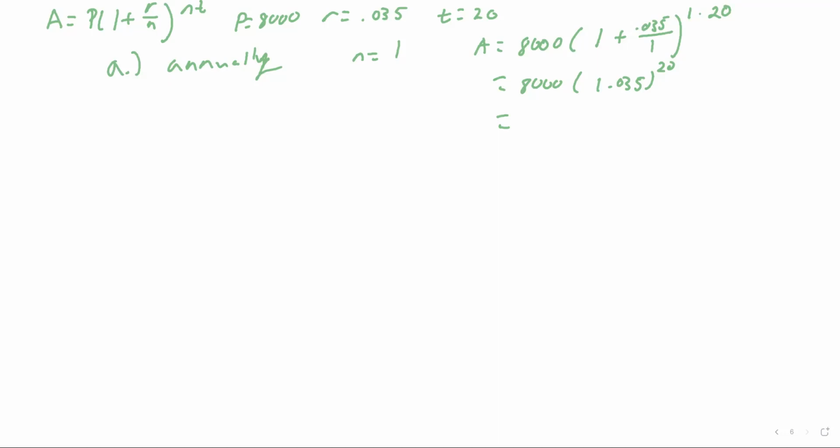Times 8,000. And we're going to round that to money, so that's going to be 2 decimal places. So that looks like that is $15,918.31. Right? So there's part A.